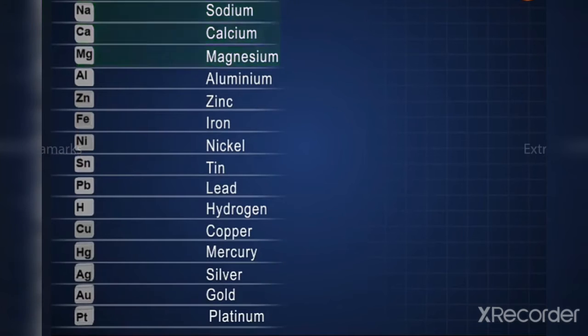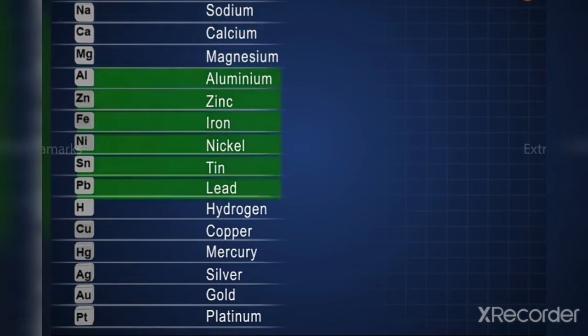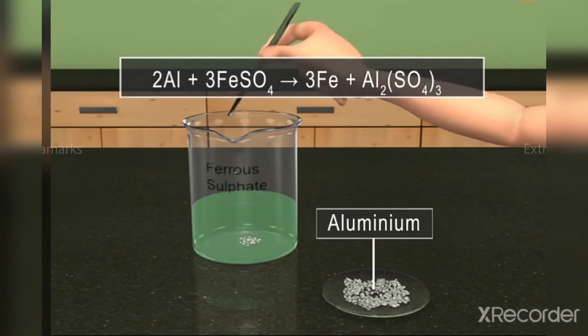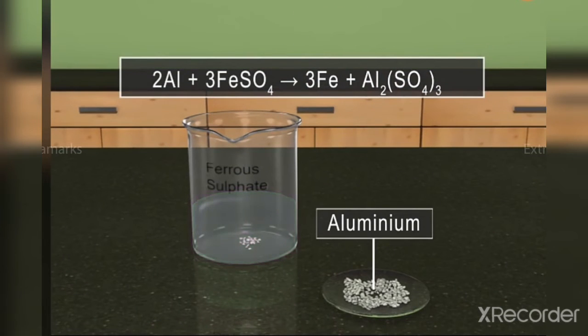A more reactive metal, that is, the one placed higher in the reactivity series, can displace a less reactive metal from its salt solution. For example, aluminium displaces iron from the solution of iron sulfate.